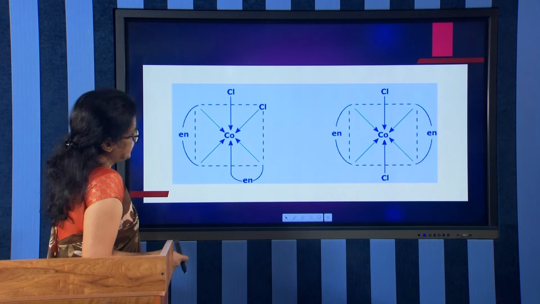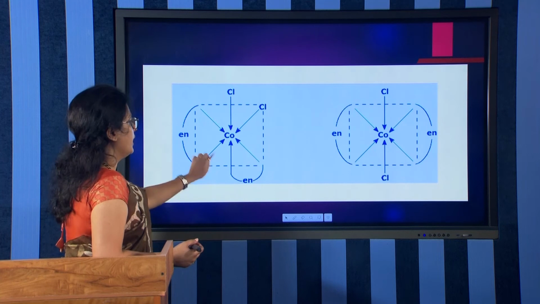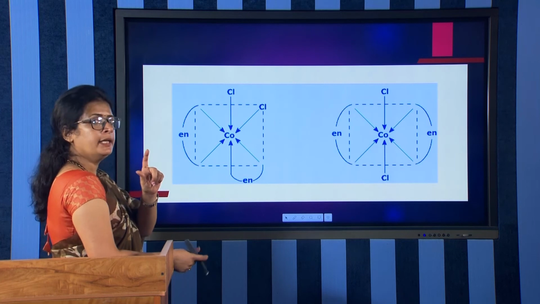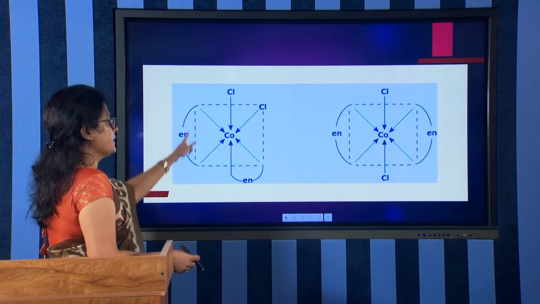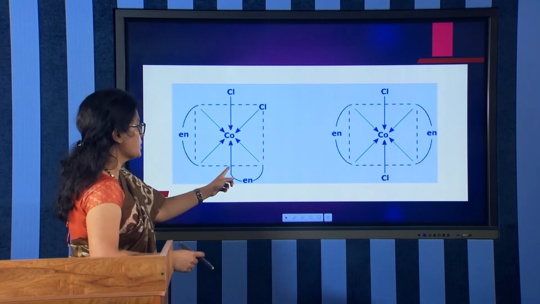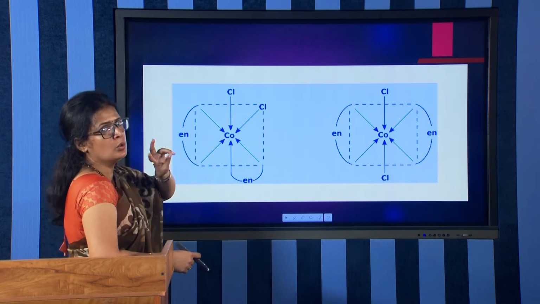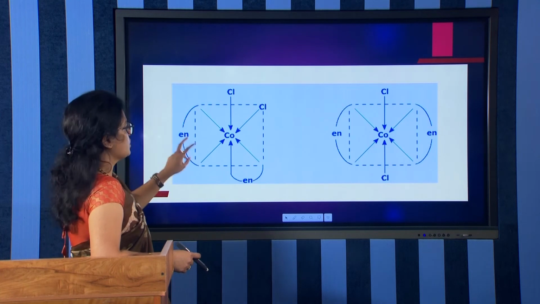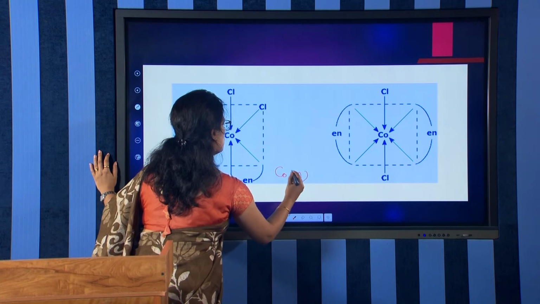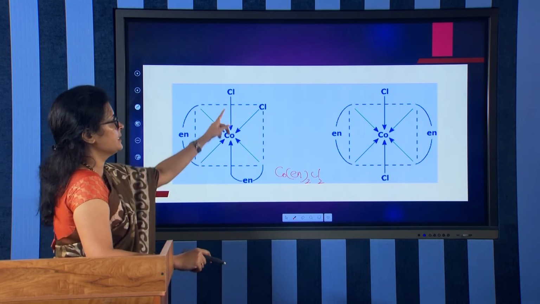See the example, it is Co(en) twice Cl2. Why is it shown like this? One ethylene diamine molecule has 2 donor sites, that is shown here, and how many ethylene diamine molecules do we have here? 2. So, 1, 2, 3, 4 coordination sites are being filled, and now you have 2 chloride ions, they are the monodentate ligands. So, it is Co(en) twice Cl2.